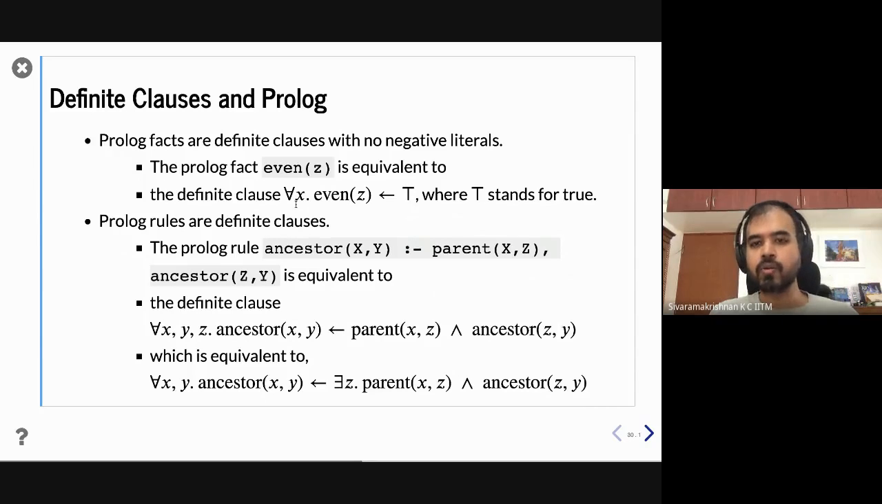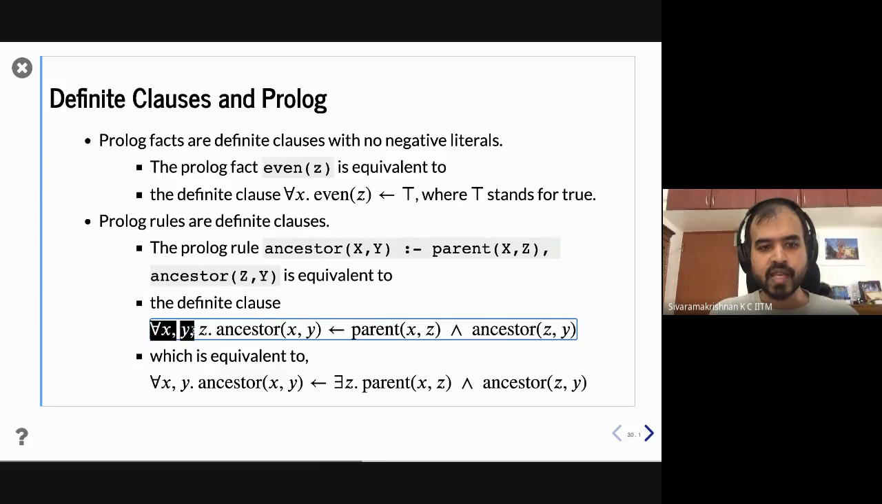And the next one is Prolog rules. It is a bit more natural. We had a rule which said x is an ancestor of y if x is a parent of some z, and z is an ancestor of y. So you can write this into a definite clause where you have all the variables on the outside, universally quantified. So we have for all x, y, z, ancestor of xy is implied by parent of xz and ancestor of zy. So we're just rewriting the rule directly into a definite clause.